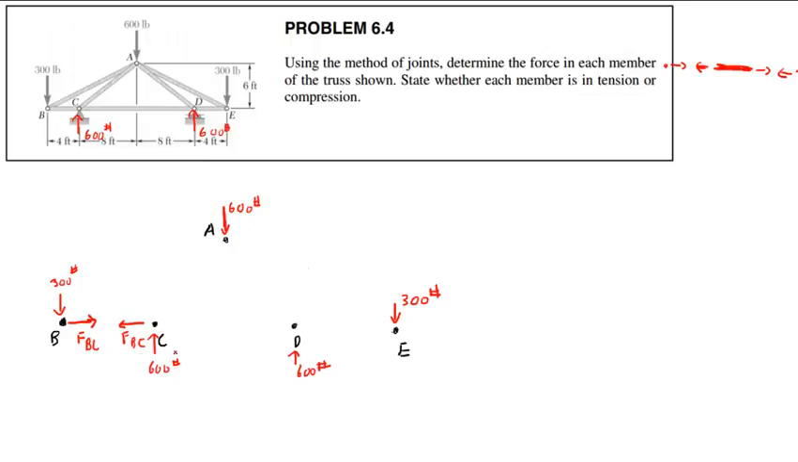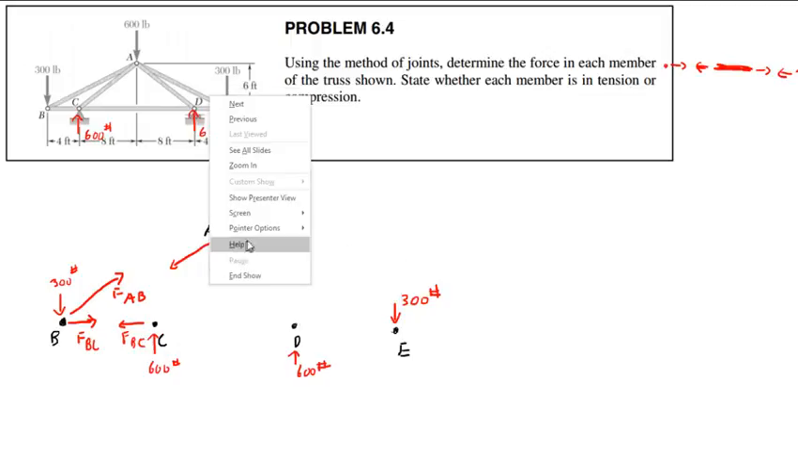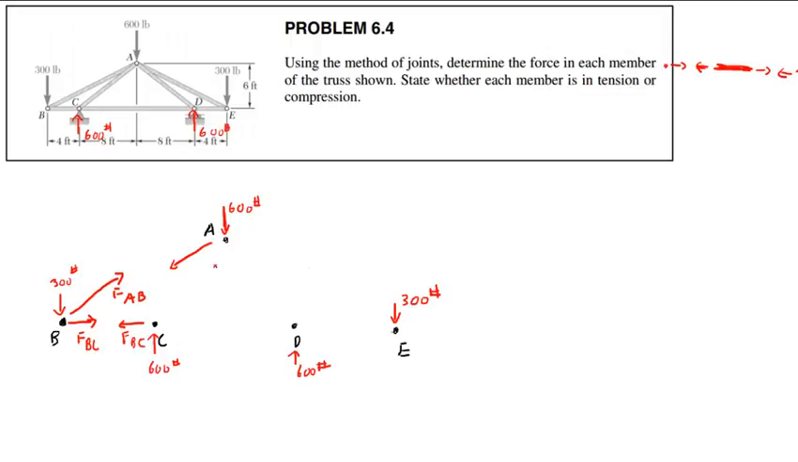And just for convenience, you could call them whatever you wish, but I usually just label them F subscript, where it's the joint number of the lower number or the lower letter, and then the upper letter. I keep it fairly simple. This is going to be FBC, this is going to be FCD, FDE, FAE, etc. Then I'm going to have FAB and FAE.